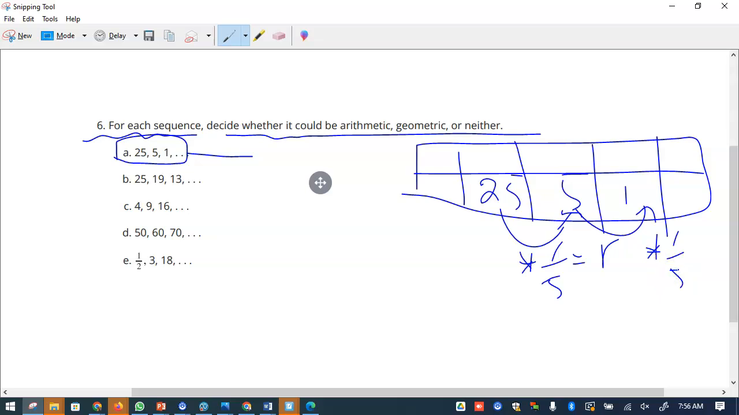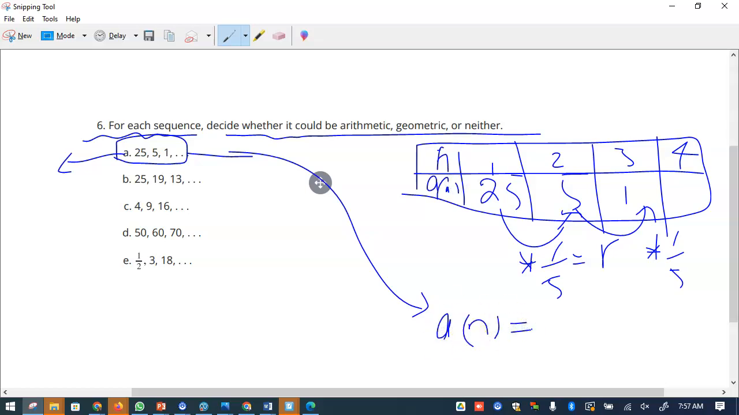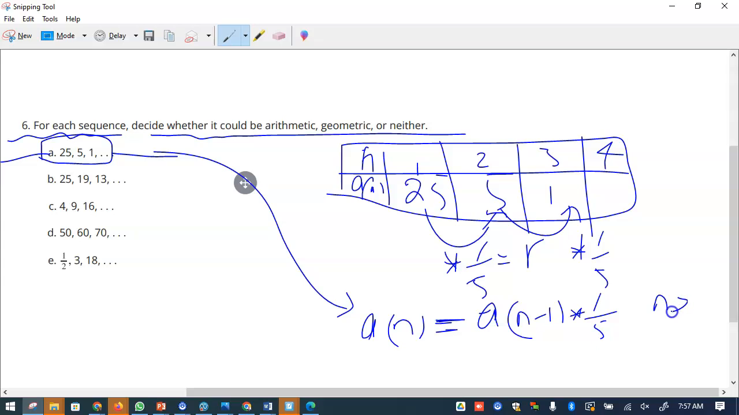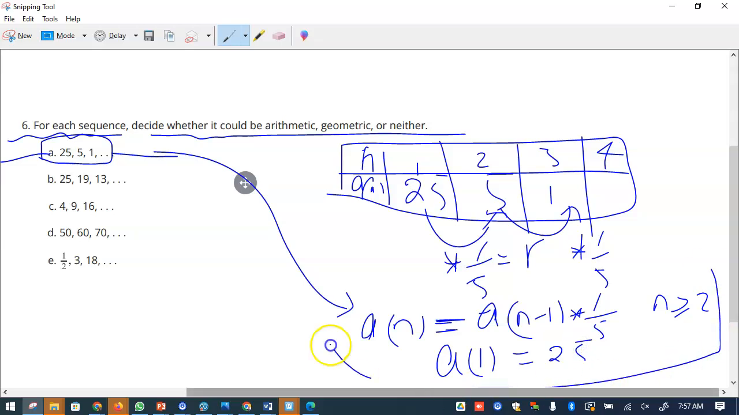If you want to write the recursive definition, we can call this a. This is 1, this is n, and then you can say a_n is the previous one, that is a_(n-1), multiplied by 1/5. And this is good for n greater than or equal to 2. But what about the first one? a_1 is 25. This is how you write the recursive definition.